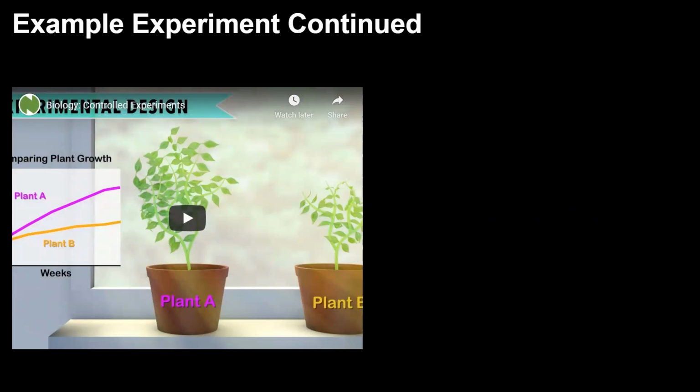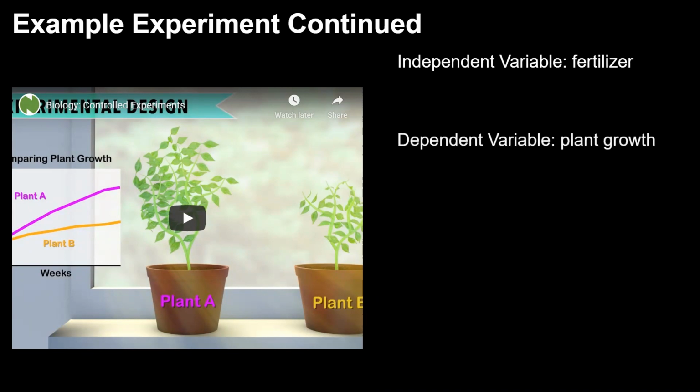Next, we're going to go ahead and define our independent variable, our dependent variable, our control group, and our experimental group. So remember, the independent variable is the thing that the researcher has control over, that they are changing on purpose. So in this case, the researcher gave one plant fertilizer and did not give the other plant fertilizer on purpose. So that means that the independent variable is fertilizer. The dependent variable is the thing that is measured at the end. So they were measuring the plant growth or the plant height. So that would be our dependent variable, the amount that the plant grew.